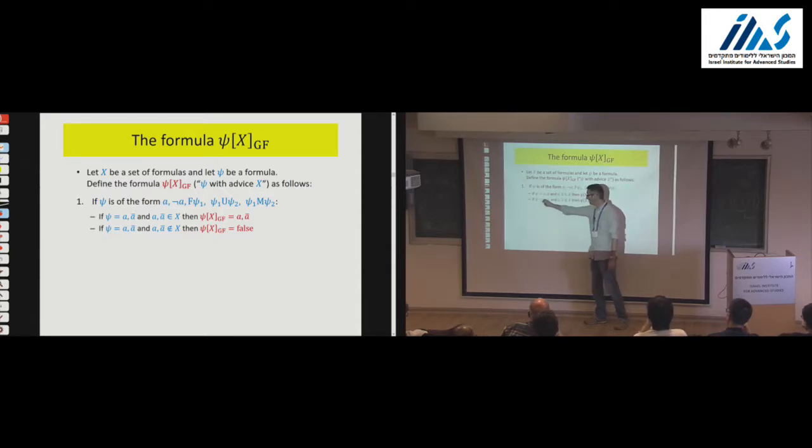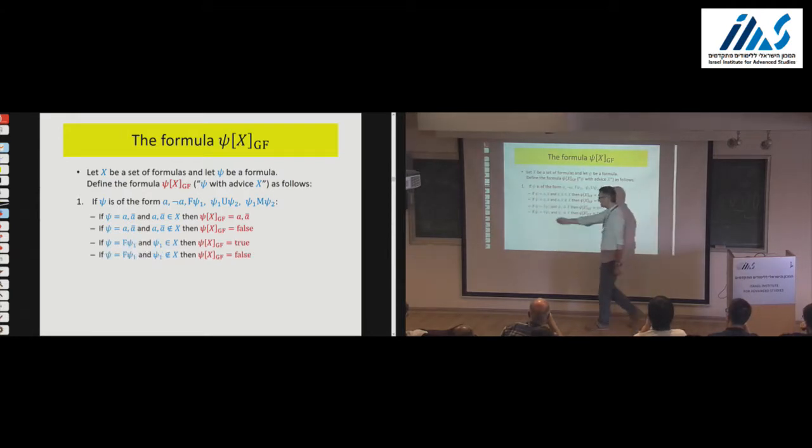So then I can replace A by false, because it's never going to hold anymore. I may as well replace it by false. Imagine that you have a formula of the form F psi 1, and God tells you that psi 1 is going to hold infinitely often in the future. Then you might as well replace F psi 1 by true. And if God tells you it's never going to hold in the future, then you replace psi 1 by false.